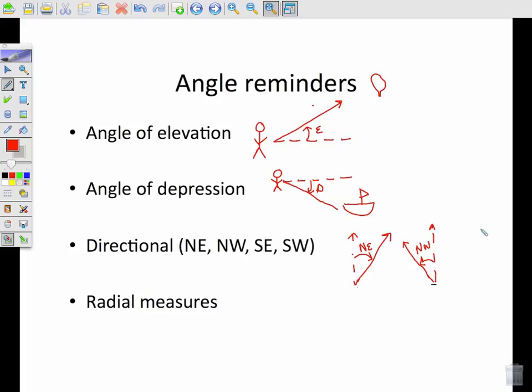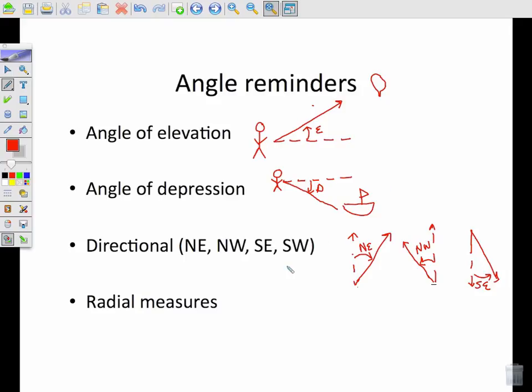So I'll just do one of those two. So south and then east would be this direction, southeast. So those are considered to be directional angles. And finally, we've got radial measures.